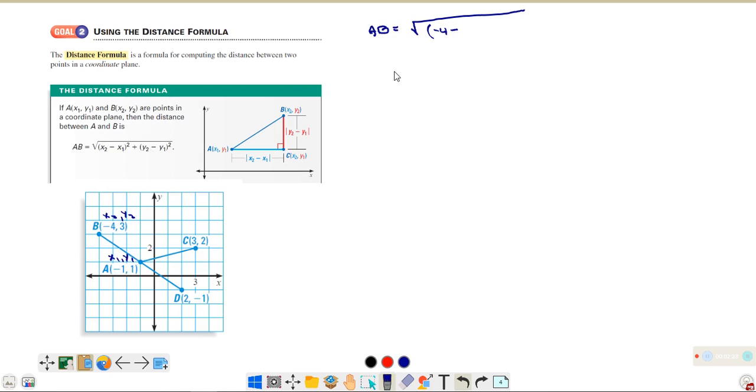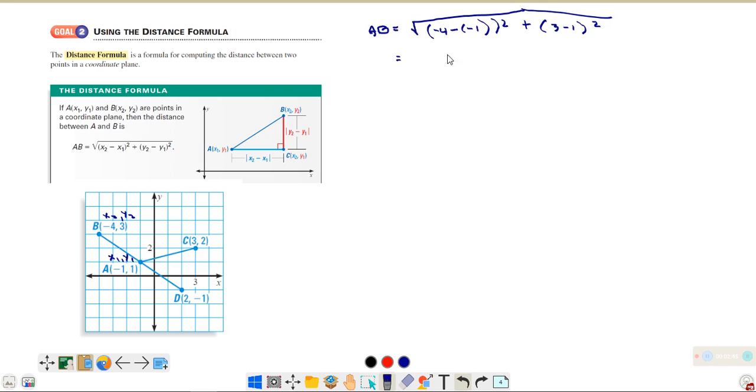So we have here, x sub 2 is negative 4 minus x sub 1, which is negative 1. And then, i-square mo siya. Plus, we have here y sub 2, which is 3, minus y sub 1, which is 1. So, 3 minus 1 naman dito sa kabila.